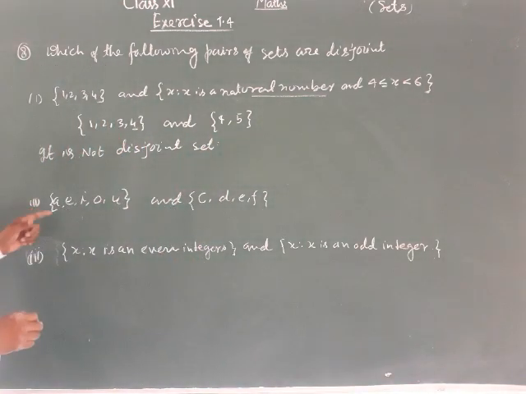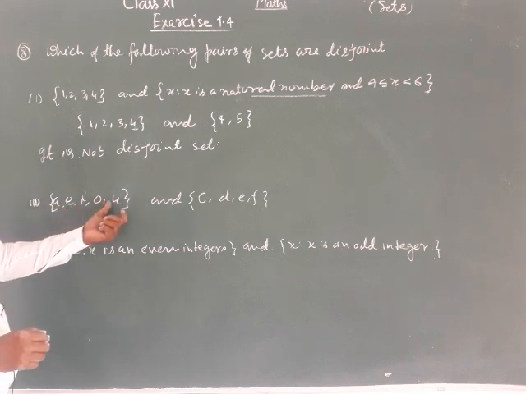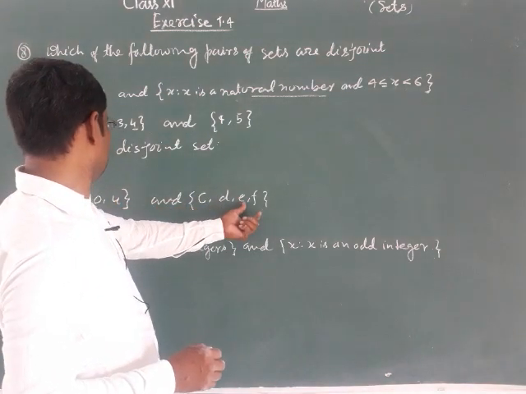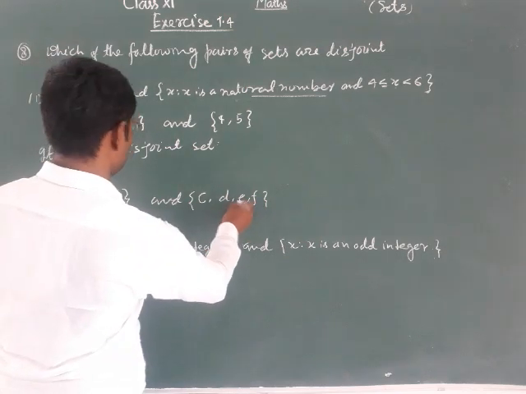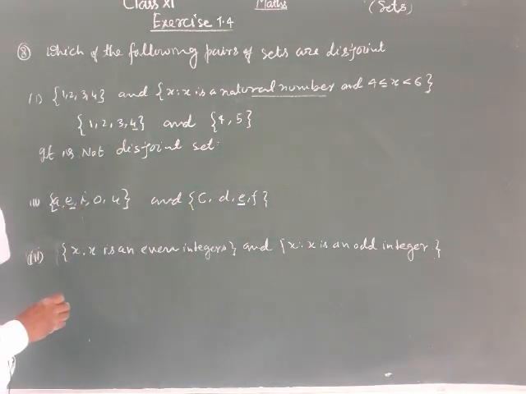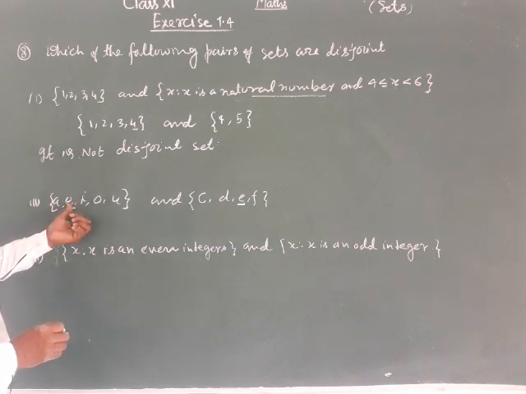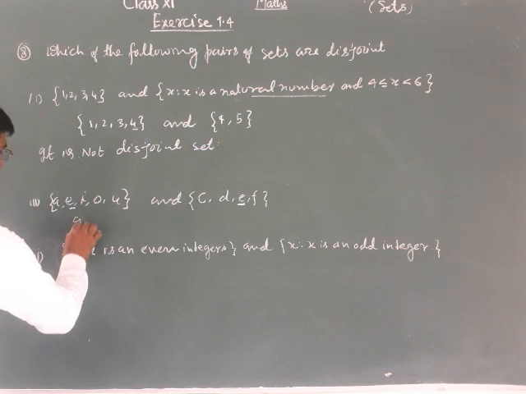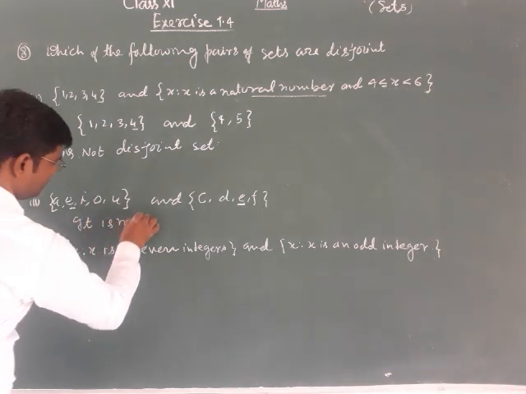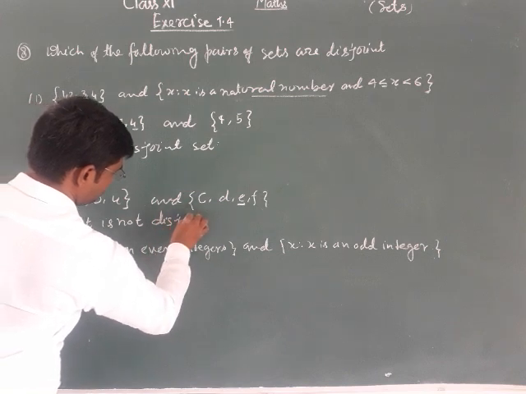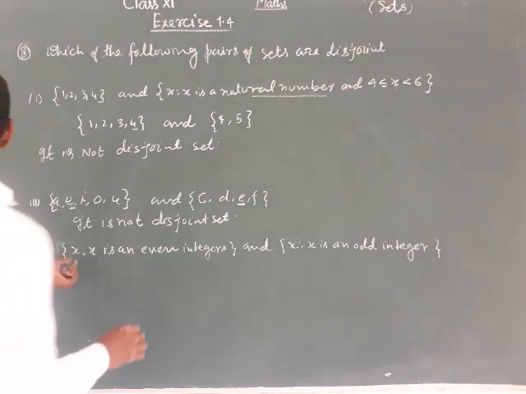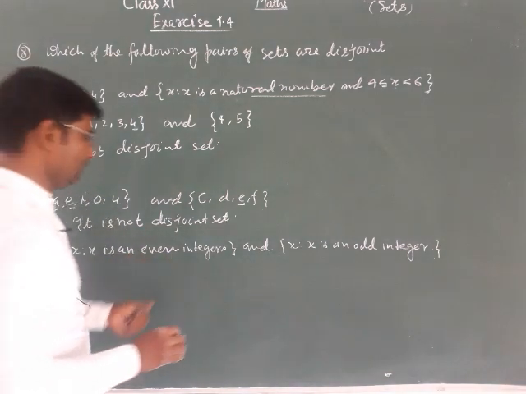And the second part: the elements A, E, I, O, U and C, D, E, F. The common element is only E. So the sets have a common element, so it is not a disjoint set.